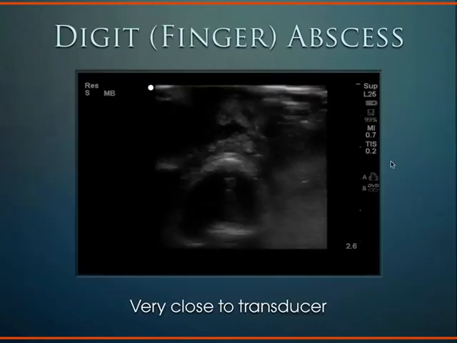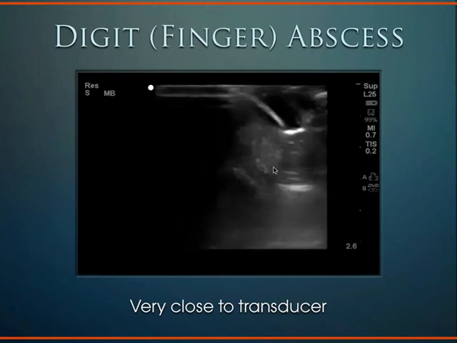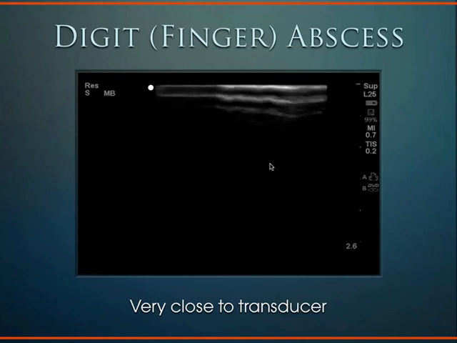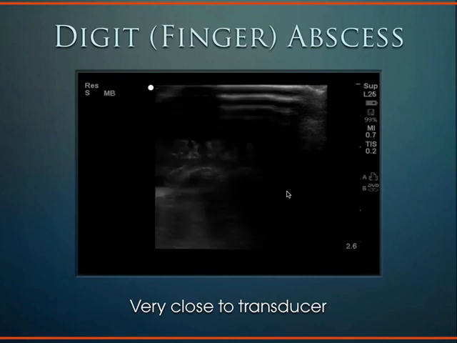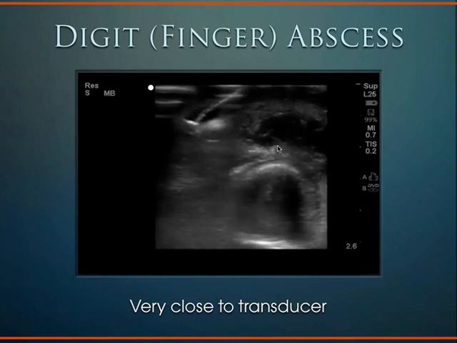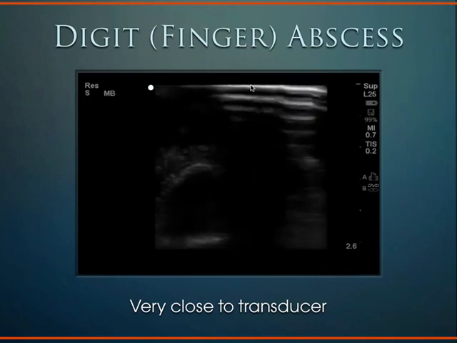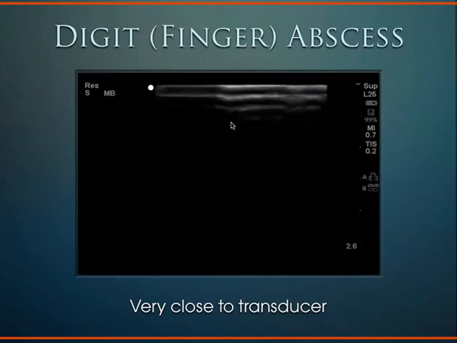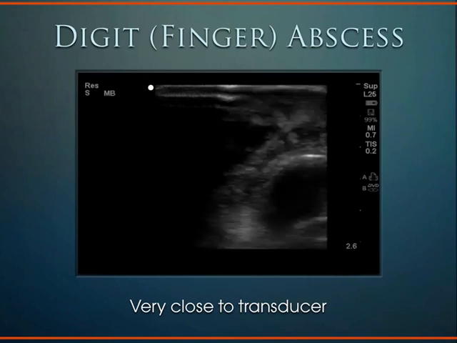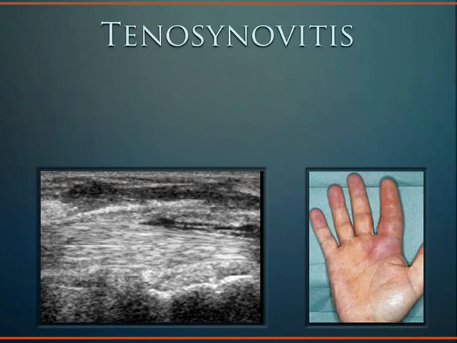Now here's a finger abscess. This is the bone of the finger seen right here, and superior to the bone or anterior to it, we can see all this abscess material that's beneath the skin but above the bone. This patient had a very large finger abscess that we were able to drain successfully.